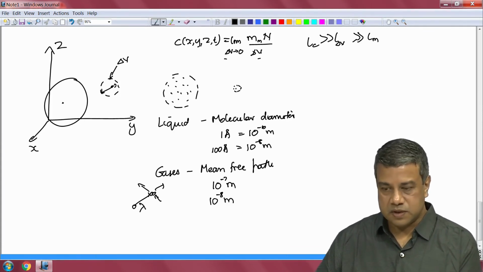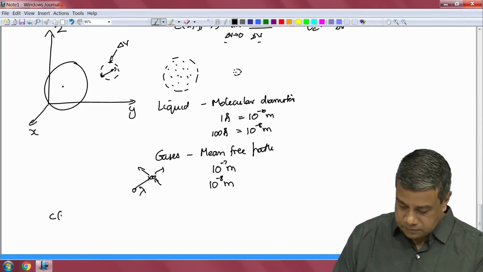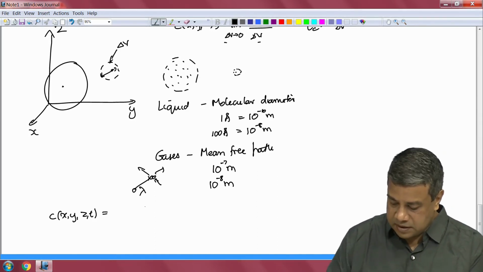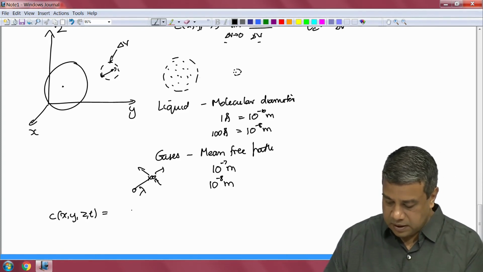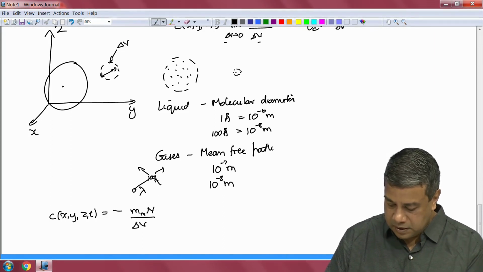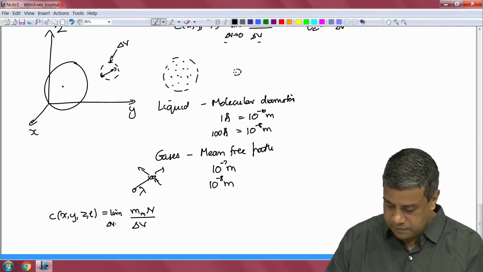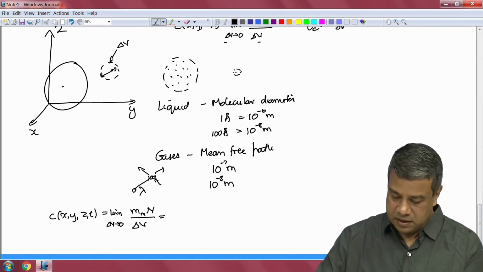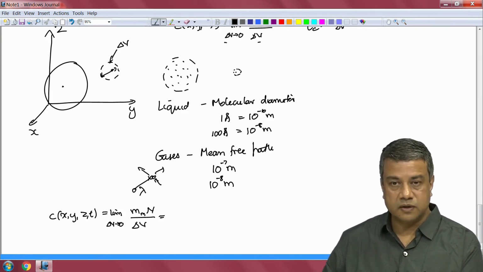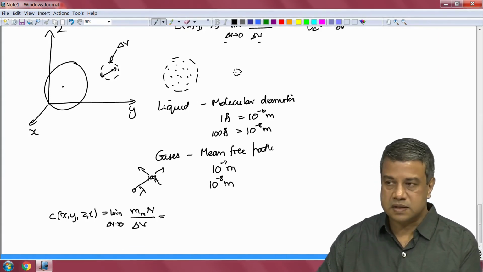In this continuum approach, as I said, you define the concentration at a given location by constructing a small differential volume, delta V. I take the mass of each molecule times the number of molecules and divide by delta V, in the limit as delta V goes to 0. This gives me the concentration at that location. As the volume becomes smaller, the number of molecules in this volume also becomes smaller, in such a way that this ratio approaches a constant value, and that constant value is the value of the concentration at that location.